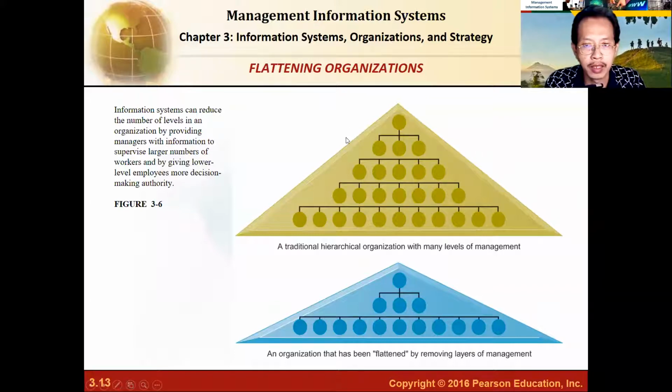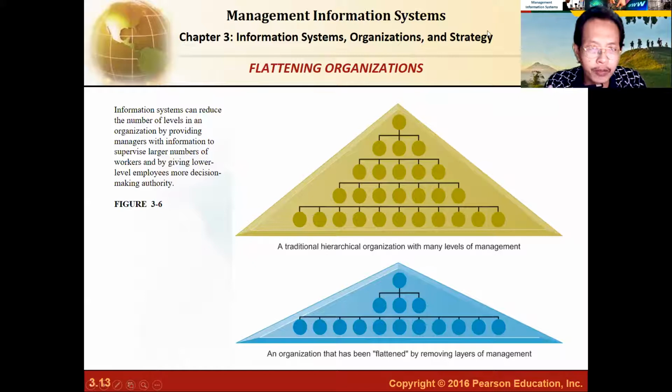But then, if you were to use information systems, those same managers would be able to manage maybe 30 people, maybe even more. So in that case, you do not need that many managers to manage the same 10,000 people, for instance. So the organization would be flattened.